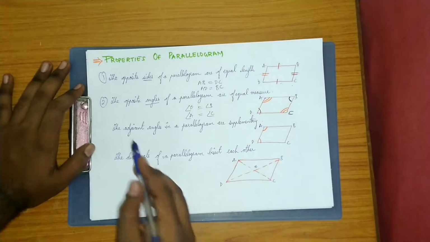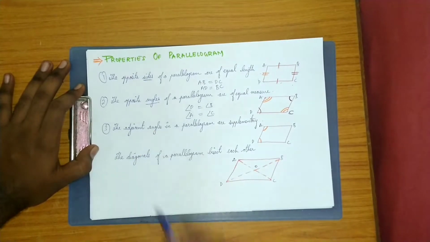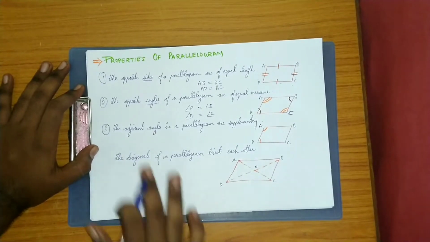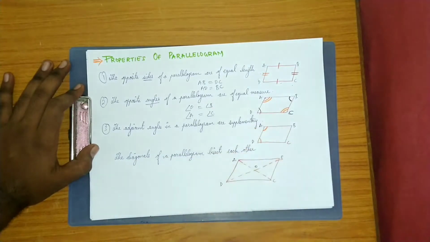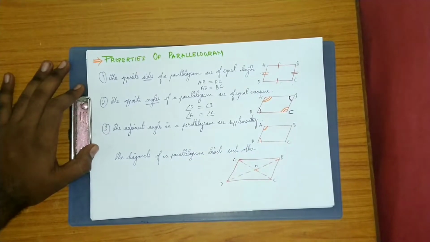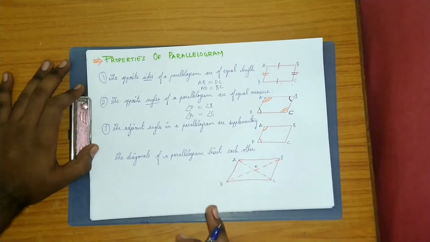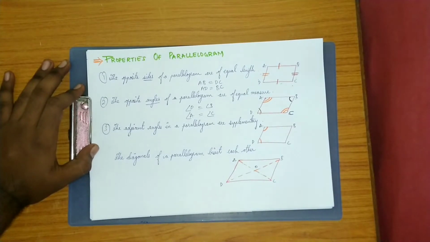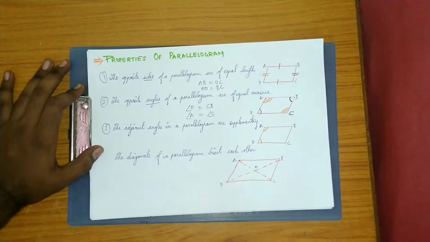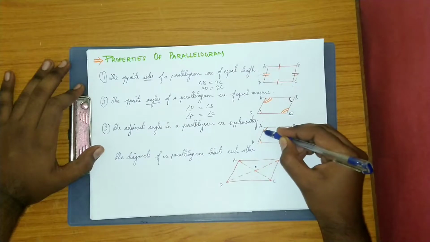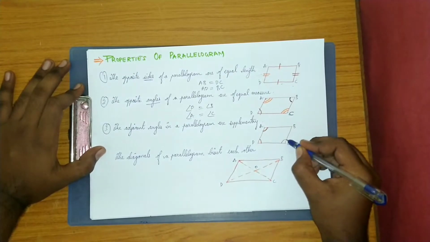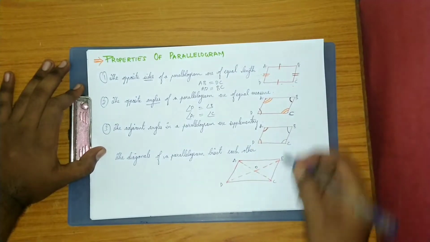Fine, let us move on to the third property. The adjacent angles in a parallelogram are supplementary. What do you mean by that? The adjacent angles in a parallelogram are supplementary. Supplementary means 180 degrees. That means these are the adjacent angles, right? See here, these are the adjacent angles.